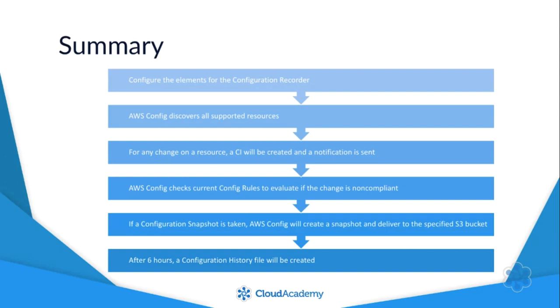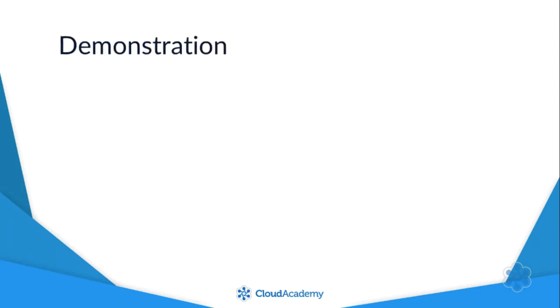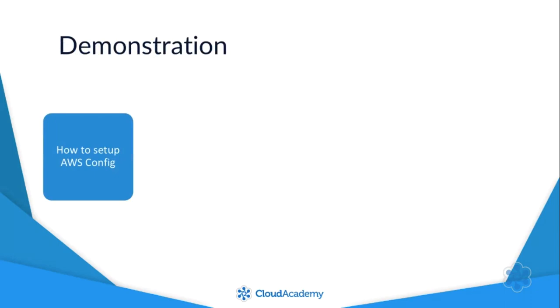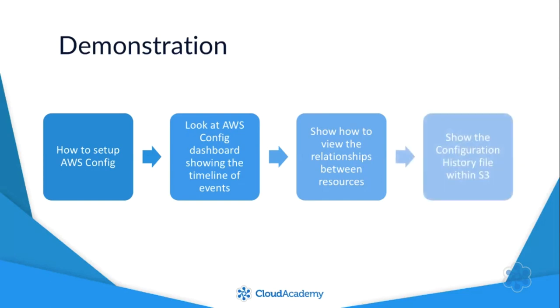Now we have learnt the theory behind AWS Config, let me introduce you to the service with a demonstration. In this demonstration, I will run through how to set up AWS Config, pointing out components such as the configuration recorder along the way. We will also look at the AWS Config dashboard, showing the timeline of events and how by using relationships of your resources, you can navigate through your infrastructure. During this demo, I'll also show you the configuration history file within S3.